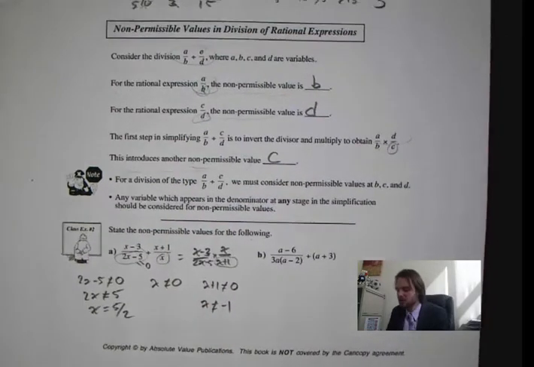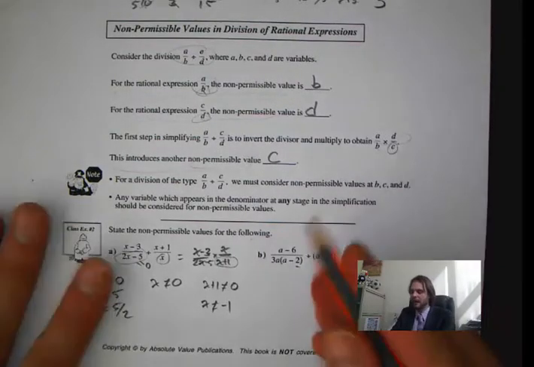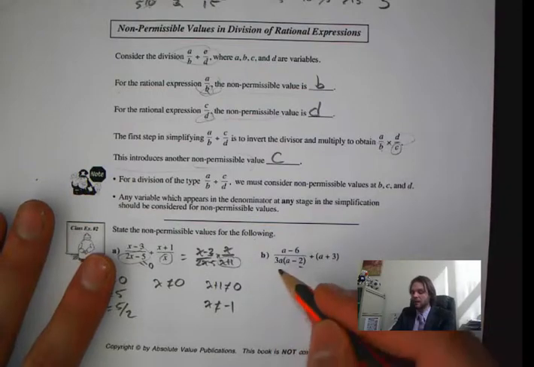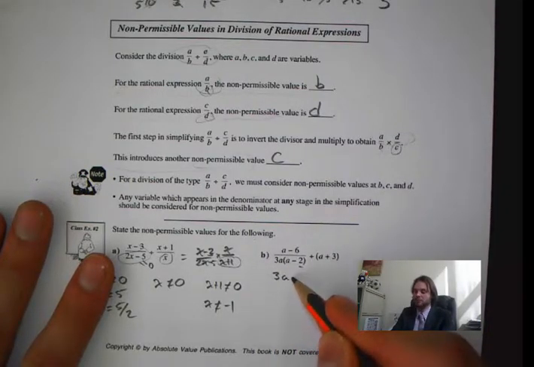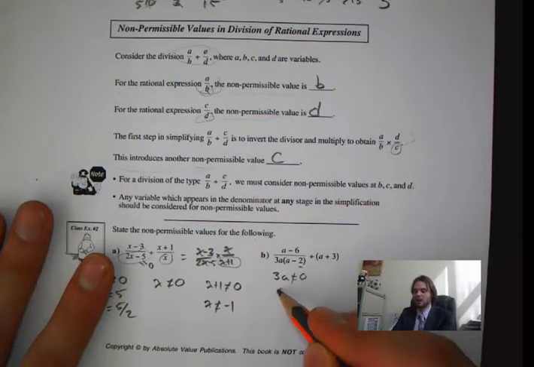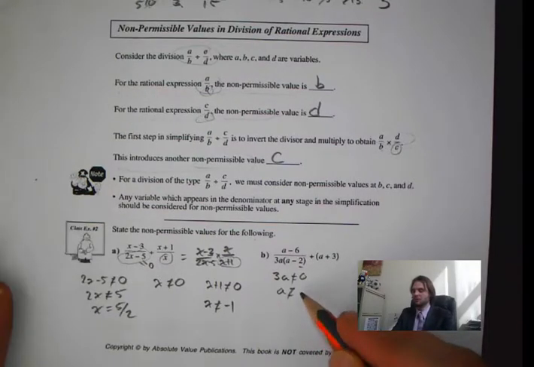All right, let's try this next one here. Well, I have right here, we know 3a cannot equal to 0. So then a cannot equal to 0, right?